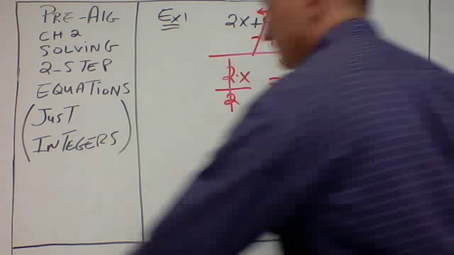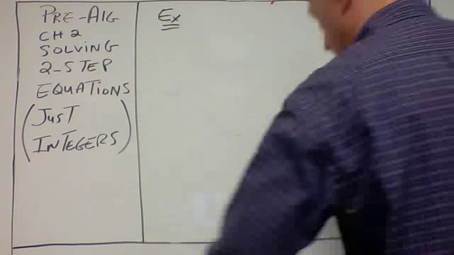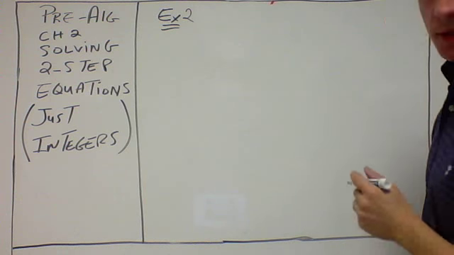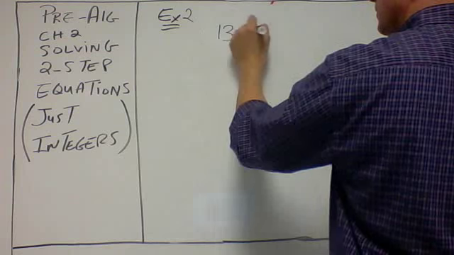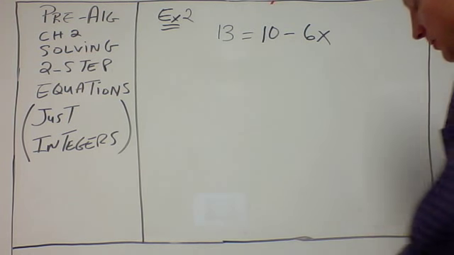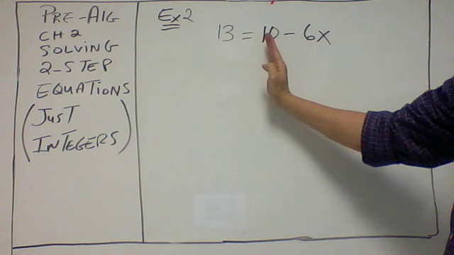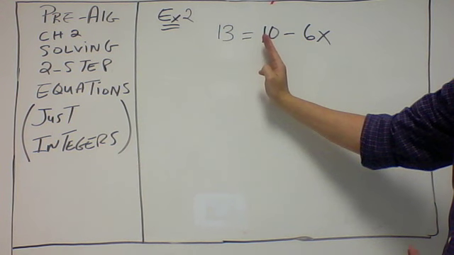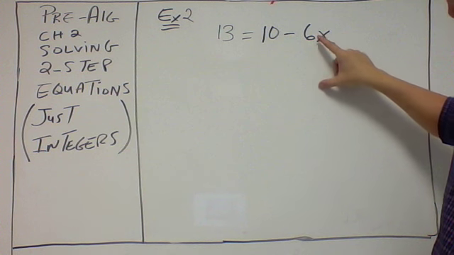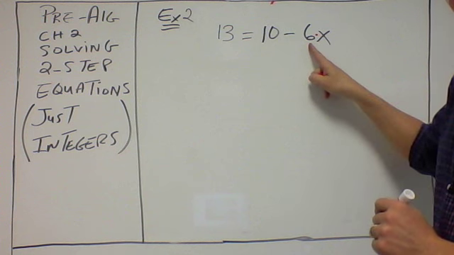Okay, example 2. 13 equals 10 minus 6x. Okay, the first thing I do is I establish where my plus or minus is. I know that the 10 is going to be my addition or subtraction step, because here, in between the 6 and the x, there is no plus, no minus. That means multiplication, and I do that step second.